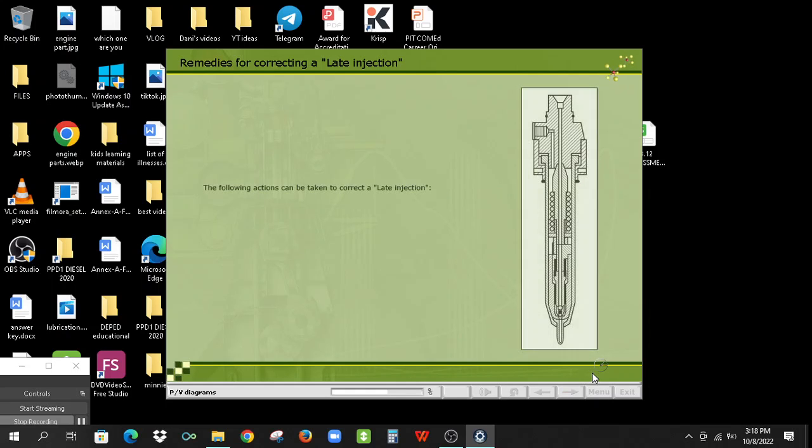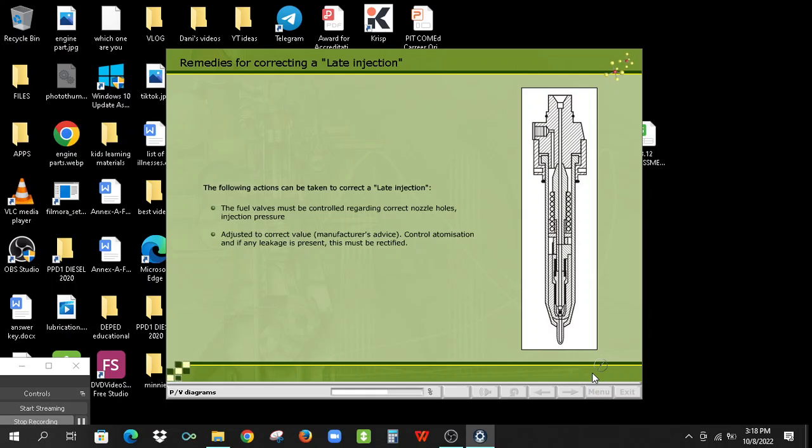The following actions can be taken to correct a late injection. The fuel valves must be controlled regarding correct nozzle holes injection pressure. Adjusted to correct value, manufacturer's advice. Control atomization, and if any leakage is present, this must be rectified.